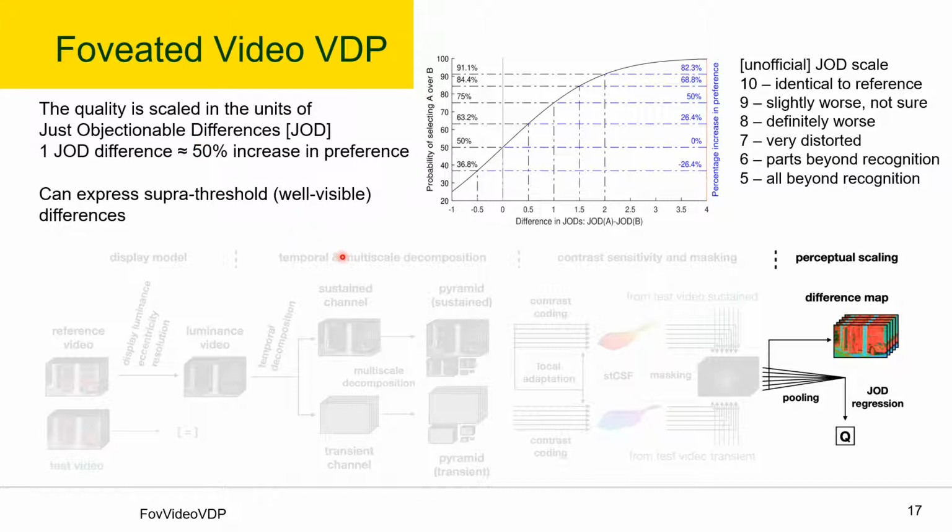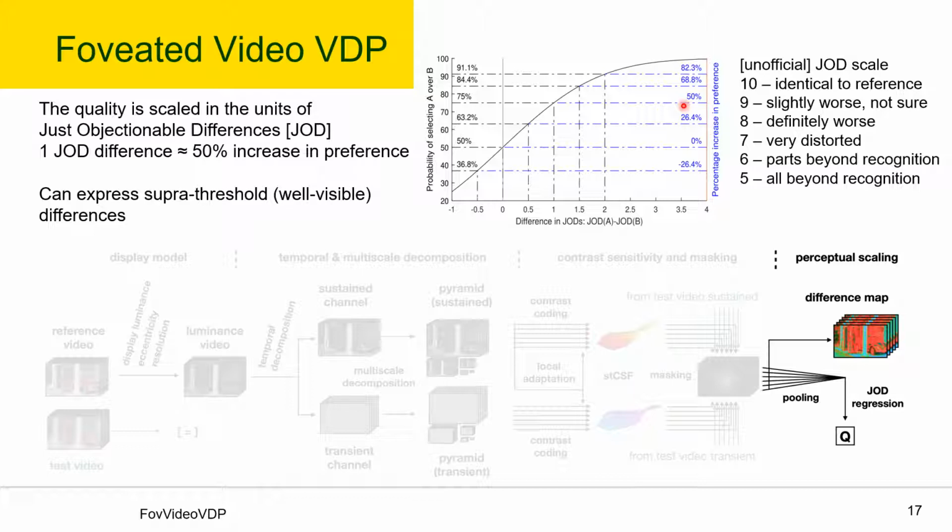JODs are very important for a metric because they provide predictions in a well-defined unit. One JOD corresponds to a 50% increase in preference. Such a percentage is a much more meaningful and useful unit than an arbitrary correlate of quality given by other metrics.